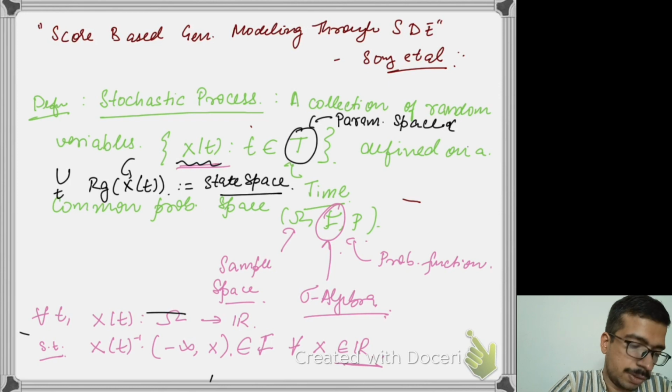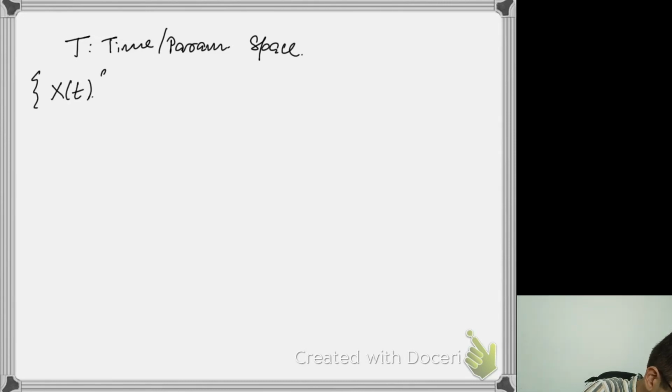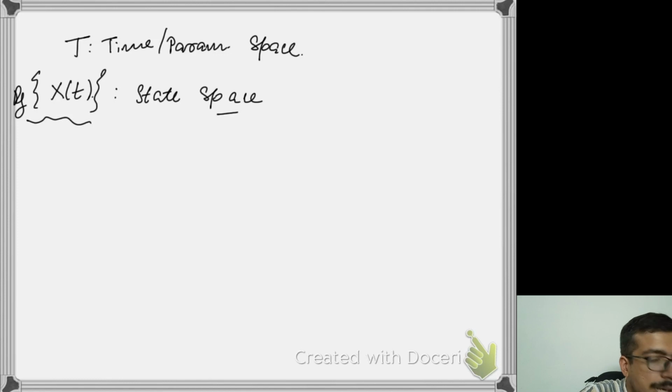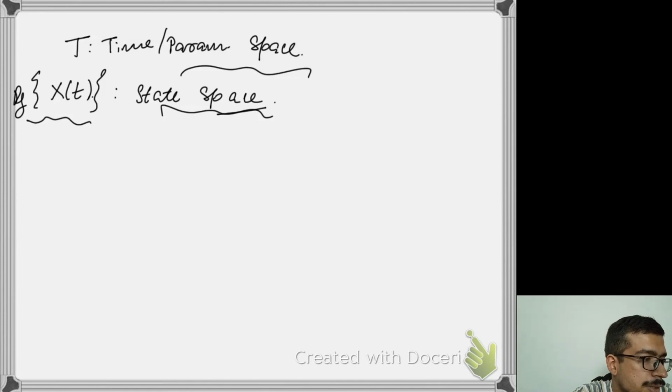Let me write these down again. Essentially we have T, the time or parameter space, and we'll give some examples as well, and the range of Xt, which is called the state space. Depending on whether the time space and state space are continuous or discrete, we can have different types of stochastic processes.